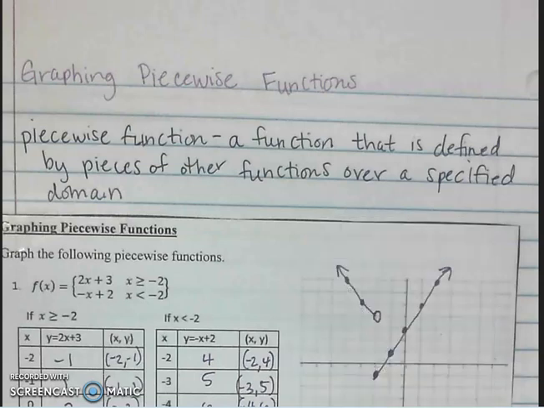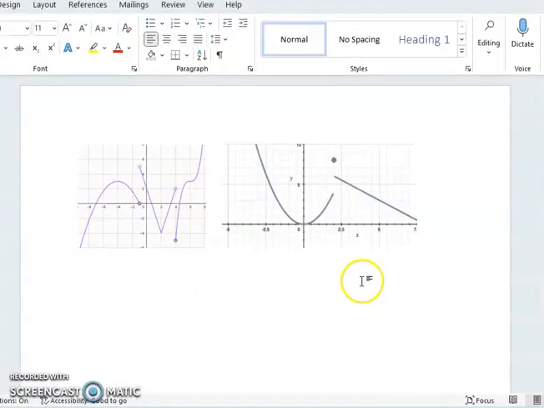Okay, and so a piecewise function is a function that is defined by pieces of other functions over a specified domain. So here's a couple of examples of piecewise functions. Now that you know your parent functions, you can take pieces of them over specified domains and piece them together as one single function, even though there's more than one piece. So this is truly a function. It passes the vertical line test, so it is a function.